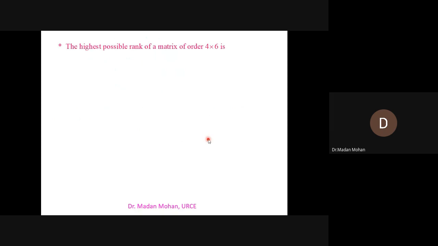The next problem. The highest possible rank of order 4 cross 6 is? Please tell me the answer. 4, sir. 4. Very good. How do you know it? 4 cross 4. You know the rank definition. That's why you are able to answer this, please.